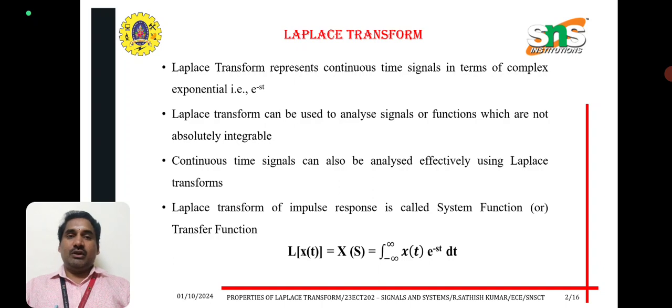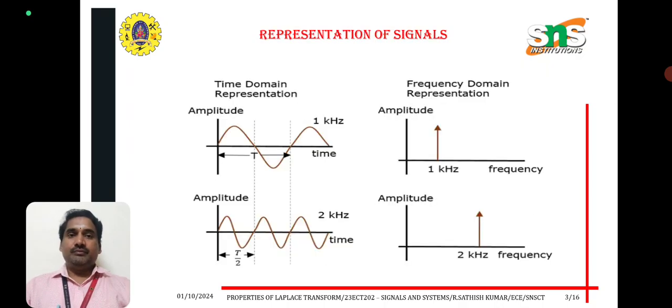X of s is equal to integral over minus infinity to plus infinity x of t into e power minus st into dt. This is the time domain to frequency domain representation. While taking the whole period, the whole cycle can be represented by T, that can be converted to frequency domain in terms of 1 kilohertz. The whole cycle can be split by 2, it can be represented by T by 2, for similar frequency domain representation in terms of 2 kilohertz with respect to amplitude and frequency.